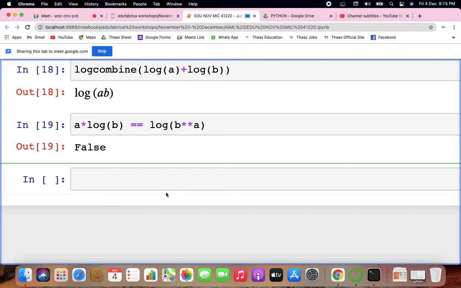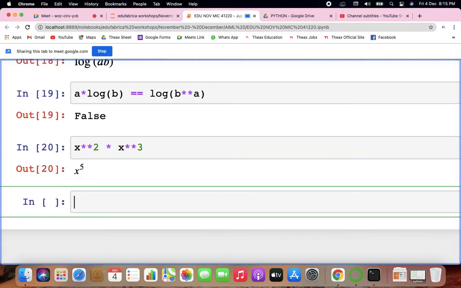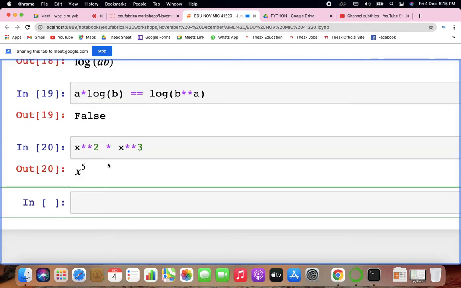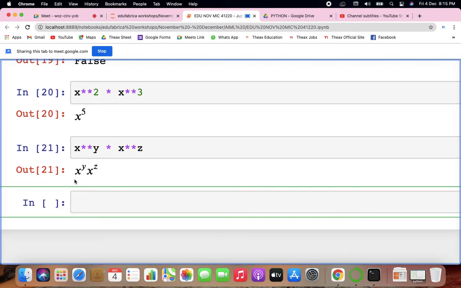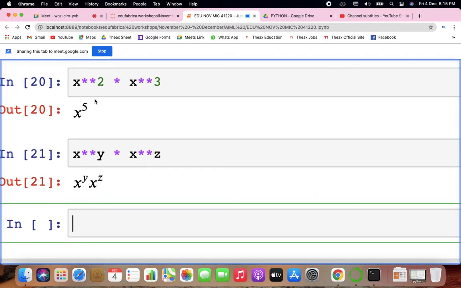Let's come to the questions right now. Before that, let me do the normal simplifications. If I say x to the power of 2 multiplied by x to the power of 3, what comes? X to the power of 5, right? Very simple, powers get added. But what about x to the power of y multiplied by x to the power of z? In the case of numbers, it gets added: 3 plus 2 is 5. Very basic exponents and radicals.